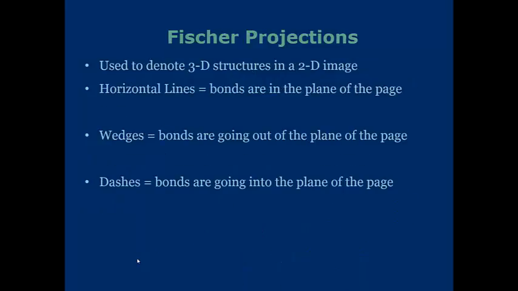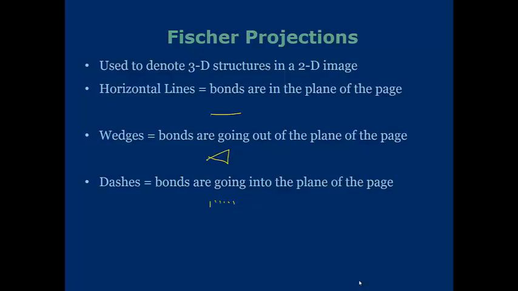The last thing we're going to talk about in this lecture are Fischer projections. These are used to denote 3D structures in a 2D image, and they are a combination of horizontal lines, wedges, and dashes. When I mean horizontal lines, it's usually noted as anything that looks straight like this. A wedge is noted like that, and a dash is noted like so.